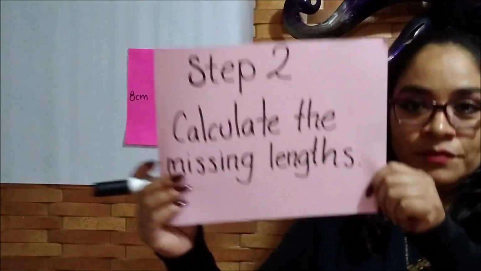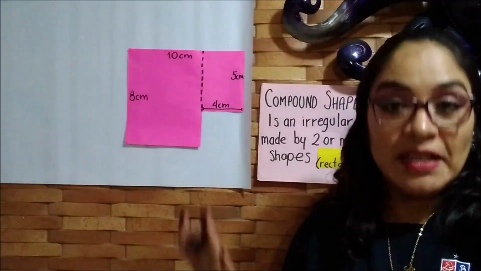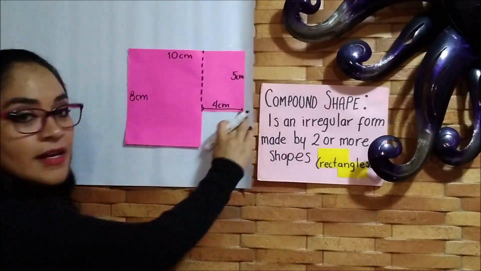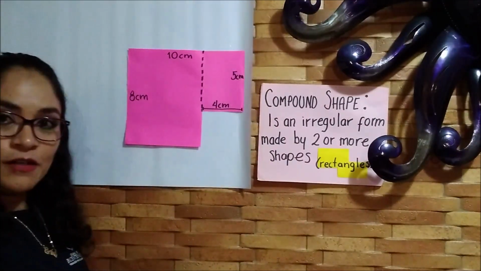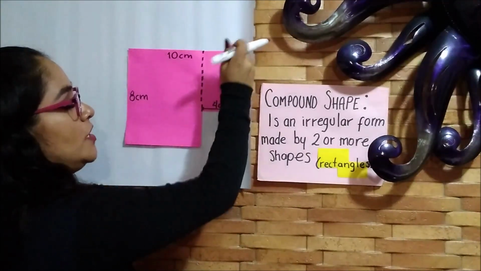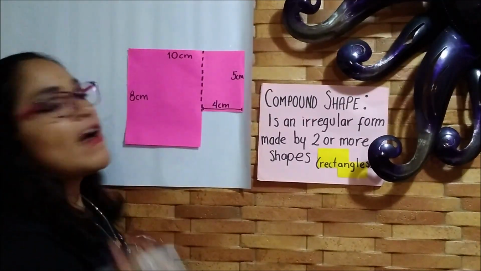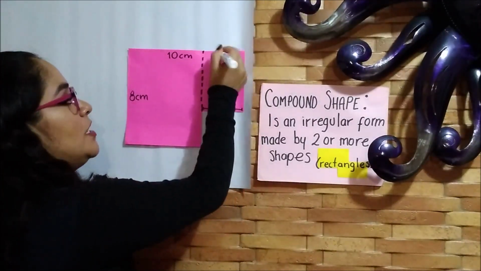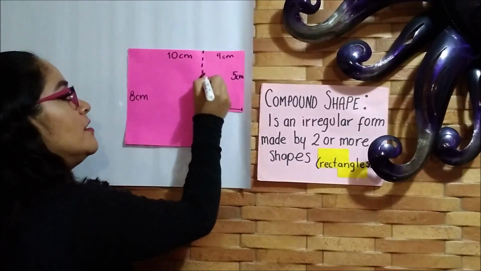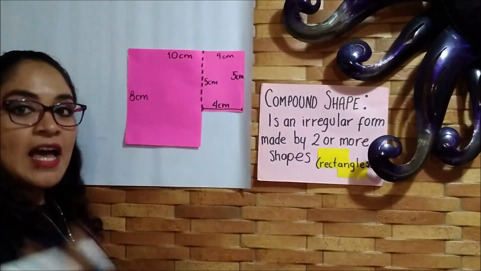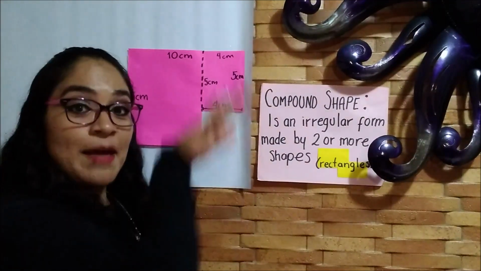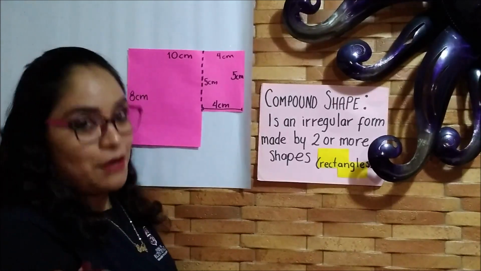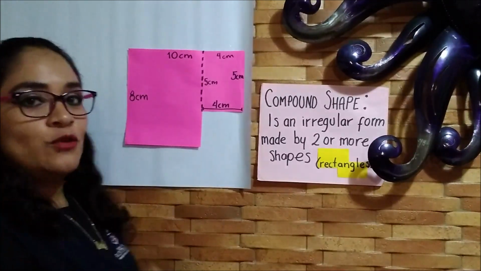Step two. Calculate the missing length. Well, since we divide this, we know that this here measures 4 centimeters. From here to here is going to measure 5 centimeters. So it is going to be the same. It is going to be 4 centimeters and 5 centimeters. We need to know all the measures of all the sides, so we can calculate the perimeter, right? For area, we just need 2.